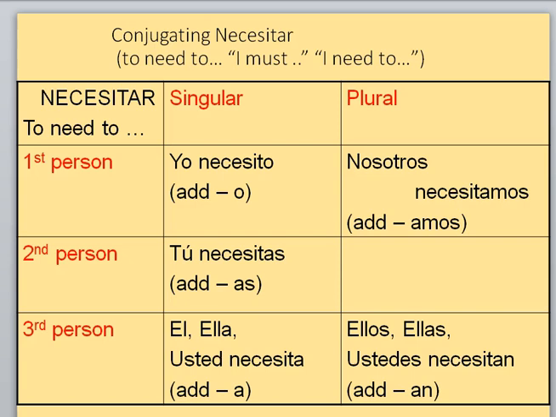Here's another useful verb, necesitar, which means to need. You get the stem by removing the AR, so it would be necesit, and to that you add the appropriate ending. So for I need, it would be yo necesito. We need, nosotros necesitamos. You need, tú necesitas. You formal, you need, usted necesita. Or he or she needs is él or ella necesita. And of course, they need is ellos or ellas necesitan. Also, y'all or you guys need, ustedes necesitan.